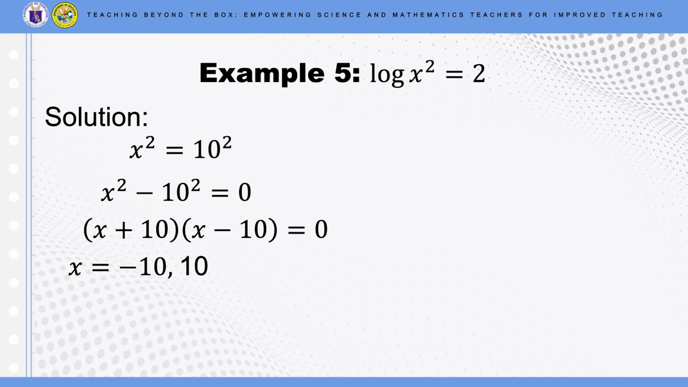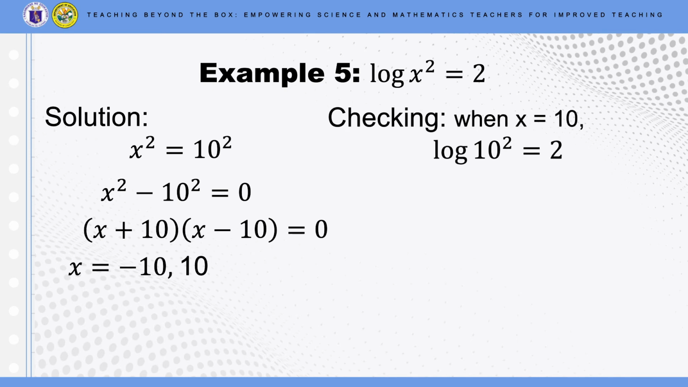The square of negative 10 is 100, so definitely the argument is positive. Also, 10 squared is 100, so again, it is positive. So let's continue with the checking. When x equals 10, we have log 10 squared equals 2. Therefore, 2 is equal to 2.